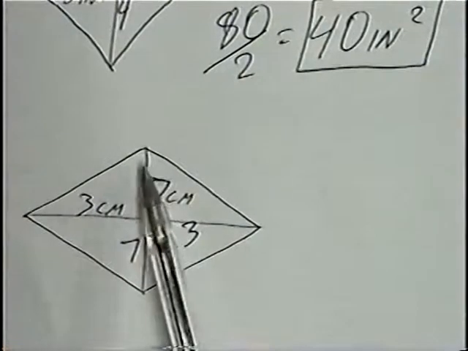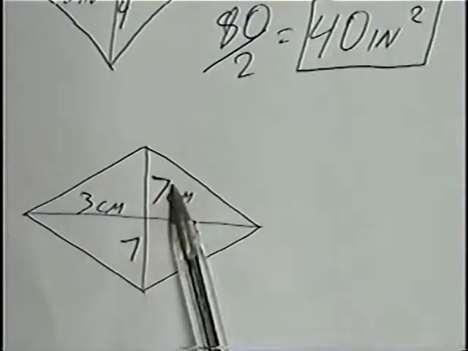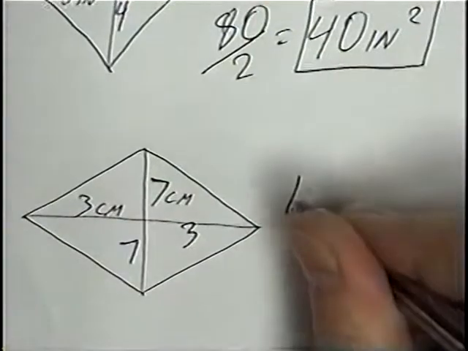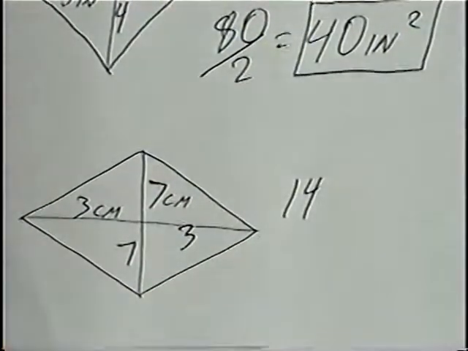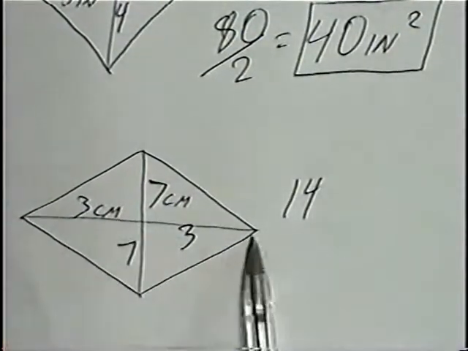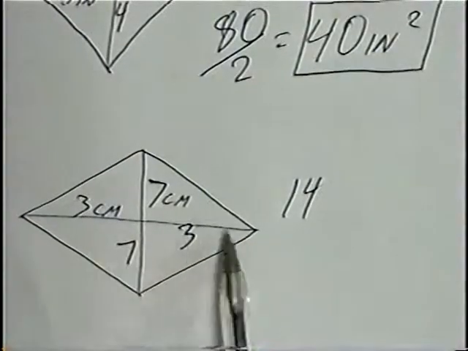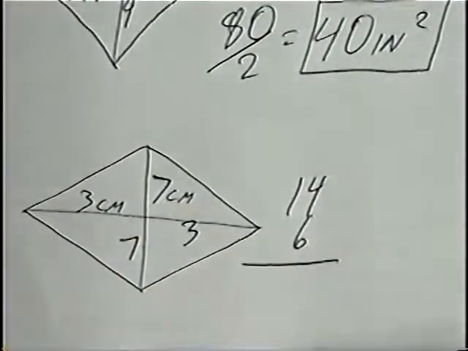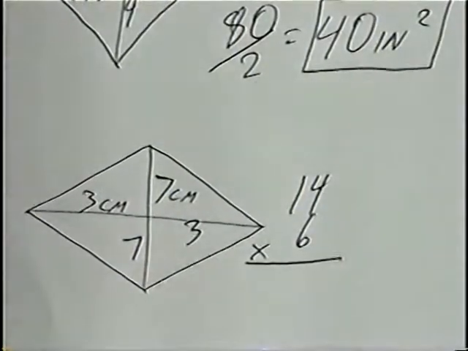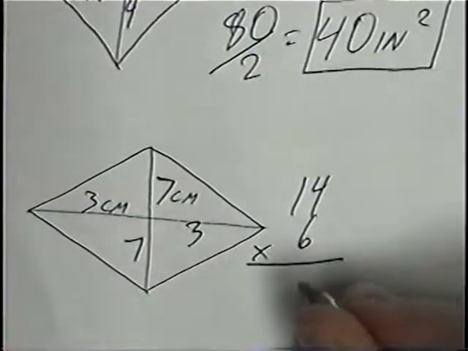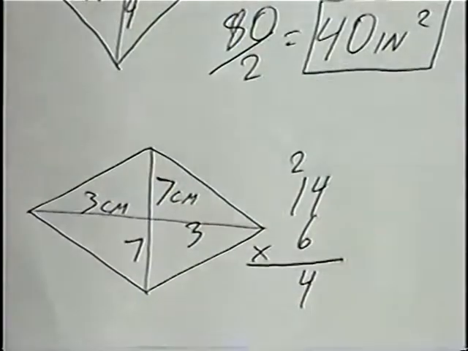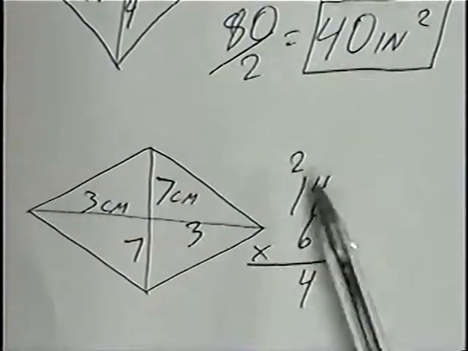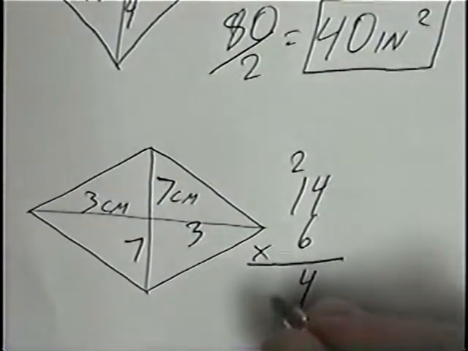Finding the distances from top to bottom, 7 and 7 would be a distance of 14. And multiplying by the opposite diagonal, which again is 3 and 3, a total distance of 6. We can multiply 14 times 6. 4 times 6 would be 24. Carry the 2. 6 times 1 plus 2 more would be 84.